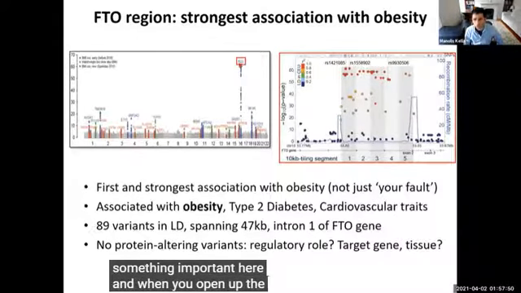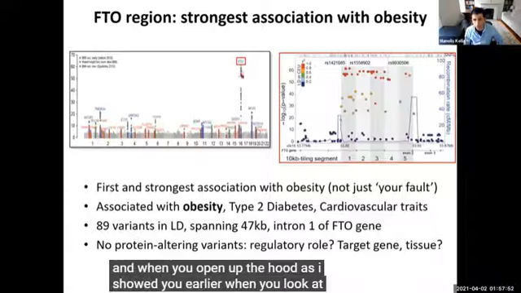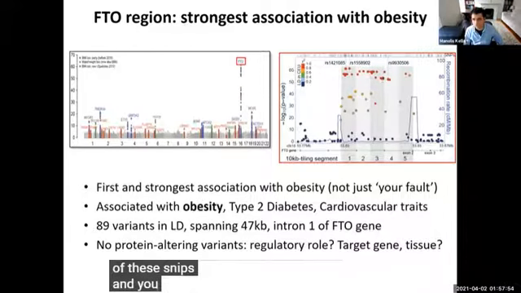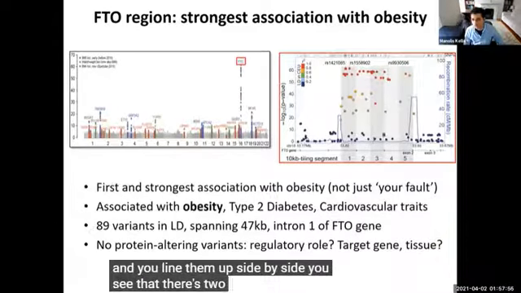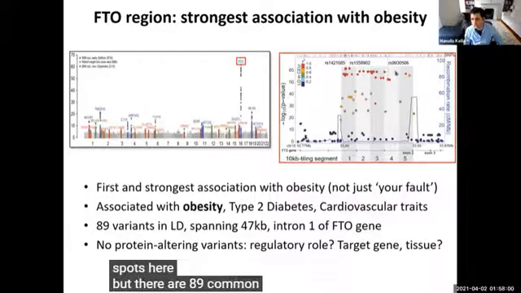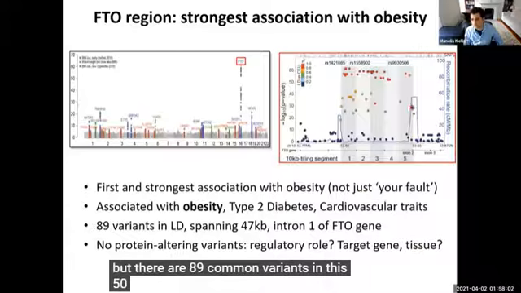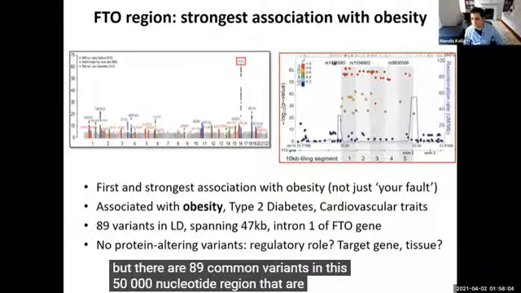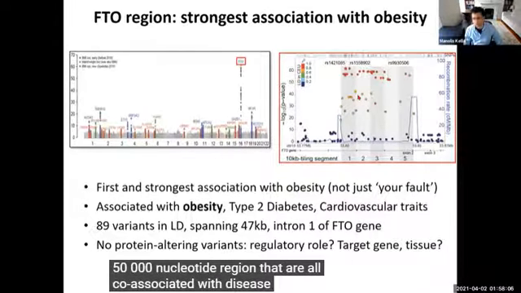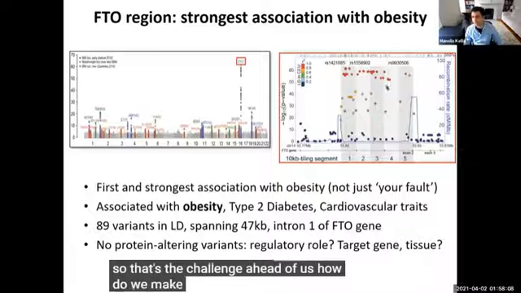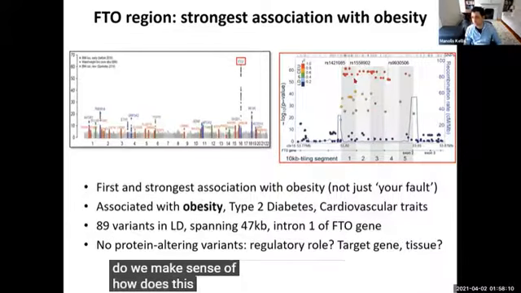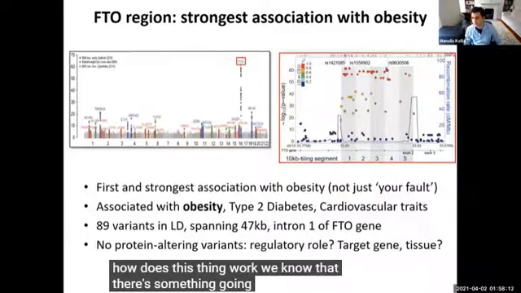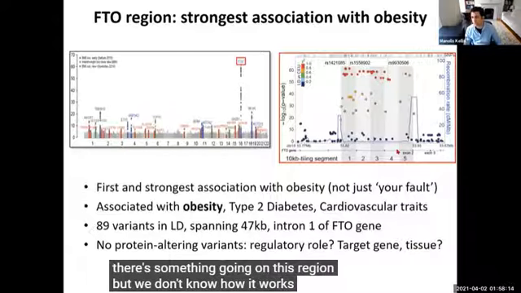And when you open up the hood, as I showed you earlier, when you look at all of these SNPs and you line them up side by side, you see that there are 2 recombination hotspots here, but there are 89 common variants in this 50,000 nucleotide region that are all co-associated with disease. So that's the challenge ahead of us. How do we make sense of how this thing works? We know that there's something going on in this region, but we don't know how it works.